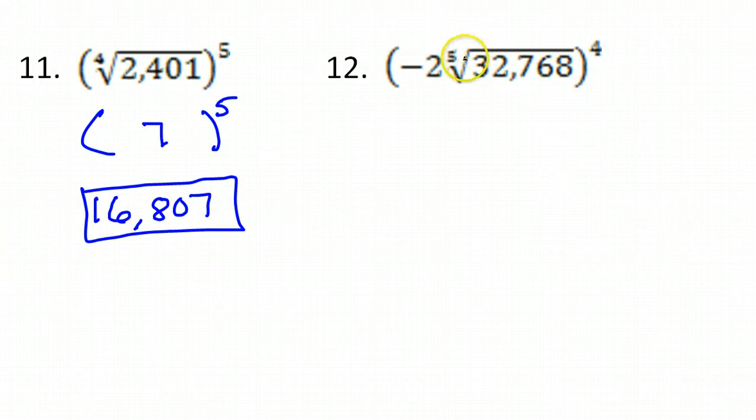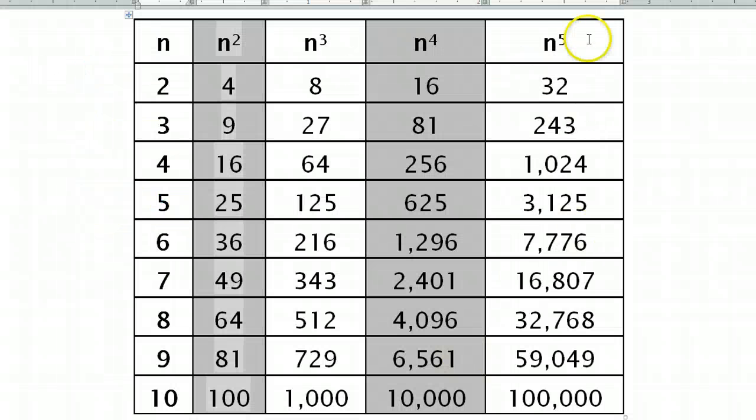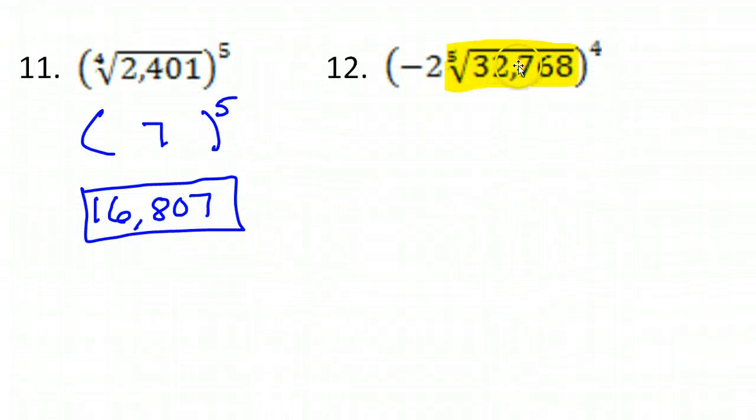Okay, number 12. Man, this has like 3 steps to it. But the first step is to do this part right here. I will just highlight it. I'm doing the 5th root of 32,768. So the 5th root of 32,768 is 8. Okay, so this yellow part I just found is 8.